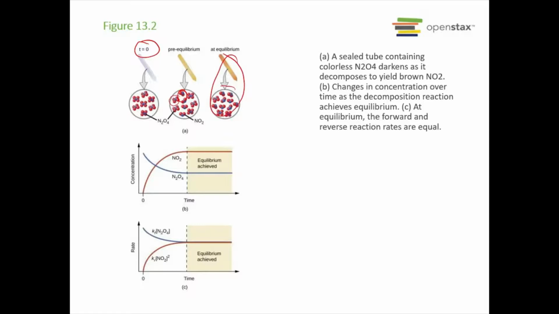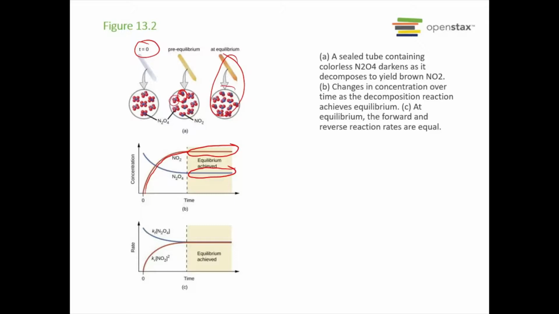In B, what you see is the concentrations of N2O4 and NO2 eventually stop changing. It doesn't mean the concentrations are equal, okay? It just means that they stop changing. So the N2O4 goes down in concentration, since that's what we started with, until eventually it evens out. Same goes for the NO2. It starts increasing and increasing, and then it gets to a point where it doesn't change. So that means we're at equilibrium. The reaction is still happening, but the concentrations overall are not changing.